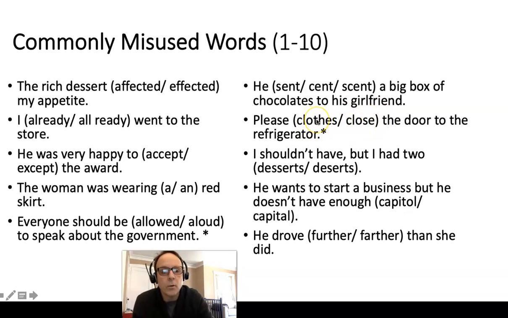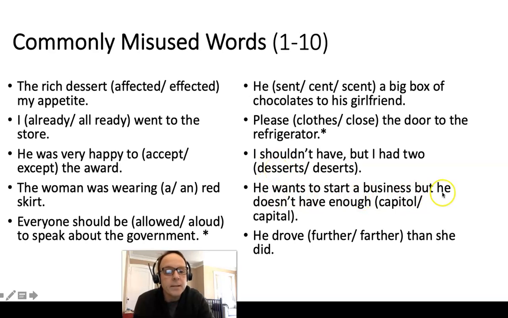This first one has to do with what you wear. I shouldn't have, but I had 2 desserts. This one, I have a mnemonic, meaning a memory device to remember this because I always forget this. Dessert has 2 S's. Desert, like the dry place, like where I used to live in New Mexico, has 1 S. So I always have 2 helpings of dessert because I love dessert. So dessert has 2 S's. That's just the way I remember that one.